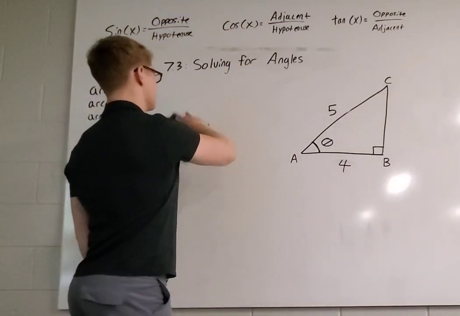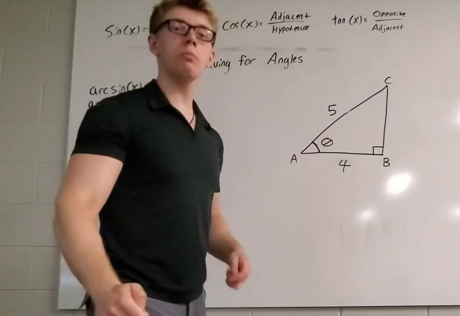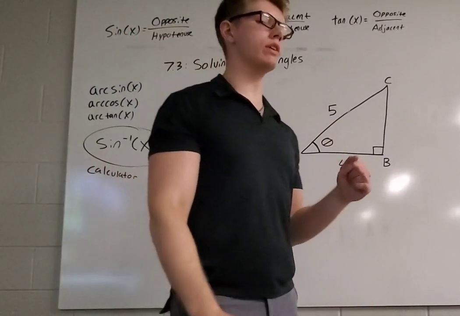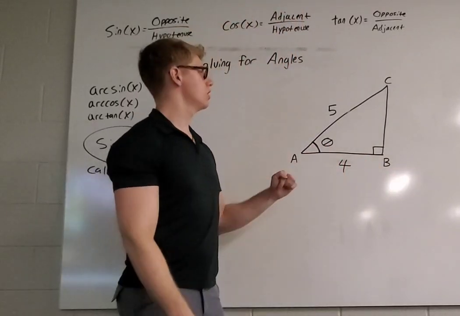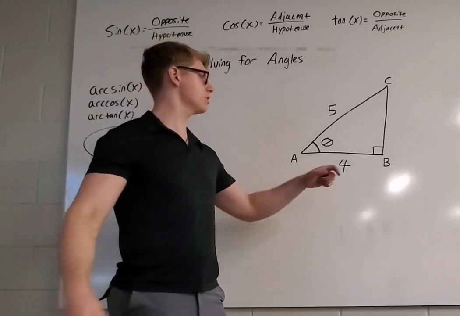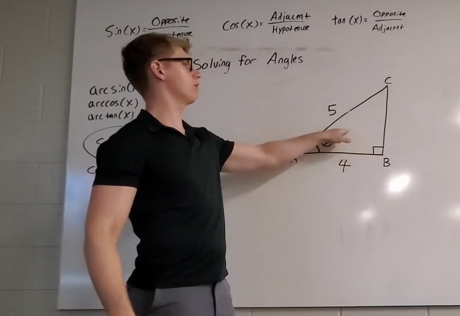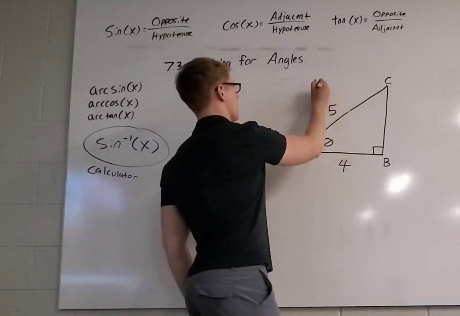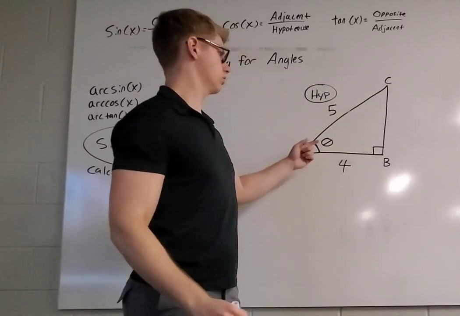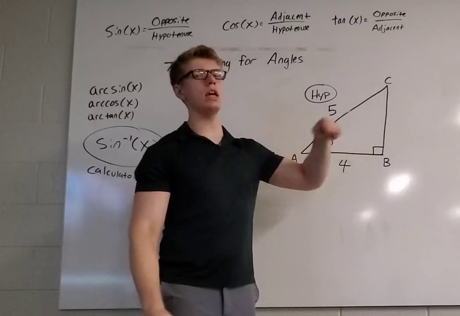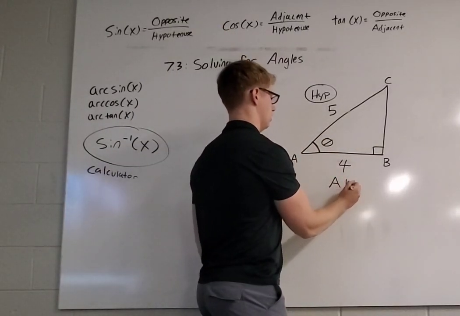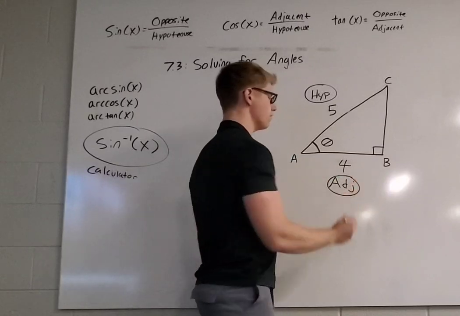Okay, so to solve for a missing angle, first thing we need to do is the same step we took for both of our previous lessons. We got to label our sides. So we should start with the hypotenuse. You should be able to tell me where the hypotenuse is at this point. It's directly across from that right angle. It's going to be this 5 right here. And then that 4 is not across from our angle, right? It's not directly across, it's next to, and the synonym for next to is adjacent. So that's going to be our adjacent side.